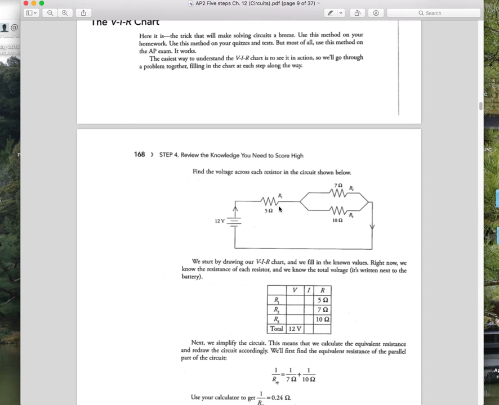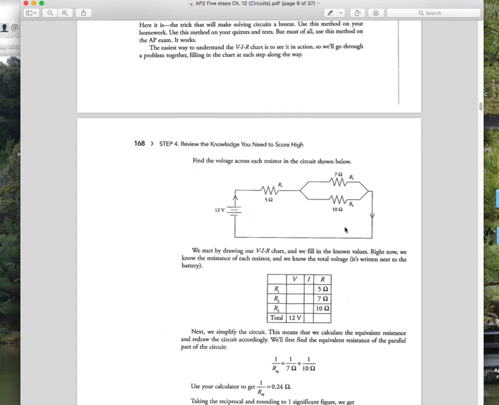So you need to recognize that the total current here is going to be more than the current through this branch or this branch, but that these two currents would add up to the total. You should also recognize that the current through this bottom branch would be less than the current through the top branch because it has more resistance.